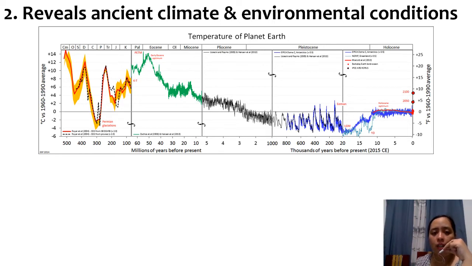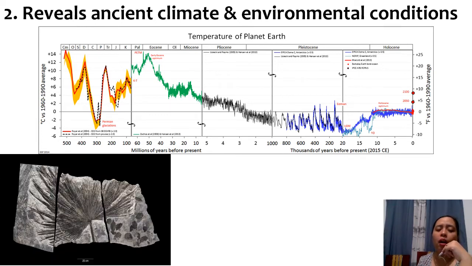So, as you can see in here, temperature of planet Earth, makikita mo yung differences. So, degrees Celsius compared sa ngayon na meron tayo and before. You can see that there's a very high temperature, cold temperature, and then there's what we have right now or in the 1990s preferably. Baka ngayon mas mataas na to and becoming hot again.